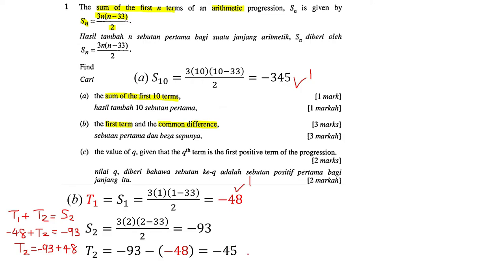Okay, what next? T2 minus T1. T2 minus T1 will give us the common difference. So we use negative 45 minus negative 48, we get 3. So once you show that T2 minus T1, you get 1 mark, and 1 mark is for your common difference.